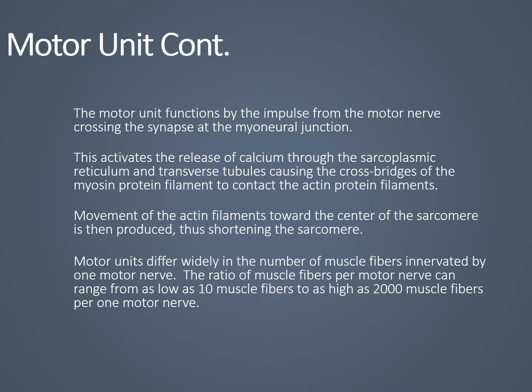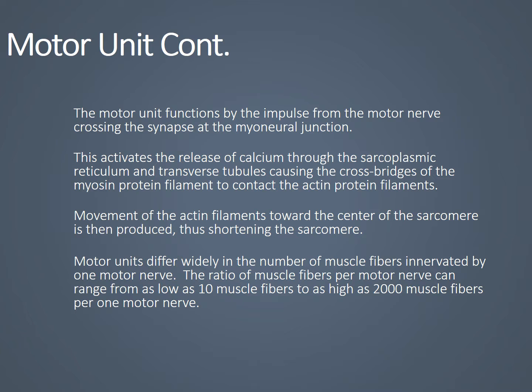The motor unit functions by the impulse from the motor nerve crossing the synapse at the myoneural junction. This activates the release of calcium through the sarcoplasmic reticulum and transverse tubules, causing the cross bridges of the myosin protein filament to contact the actin protein filaments. Movement of the actin filaments towards the center of the sarcomere is then produced, thus shortening the sarcomere.